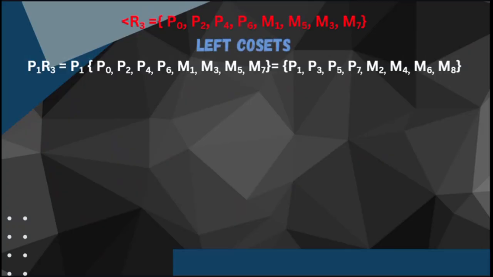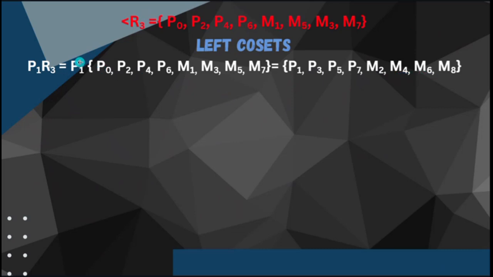Next subgroup, we have R sub 3, whose elements are rho sub 0, rho sub 2, rho sub 4, rho sub 6, mu sub 1, mu sub 5, mu sub 3, and mu sub 7. We will repeat the process of what we did for R sub 2. First, get the left cosets. We have rho sub 1 multiplied by R sub 3. The result is rho sub 1, rho sub 3, rho sub 5, rho sub 7, mu sub 2, mu sub 4, mu sub 6, and mu sub 8.